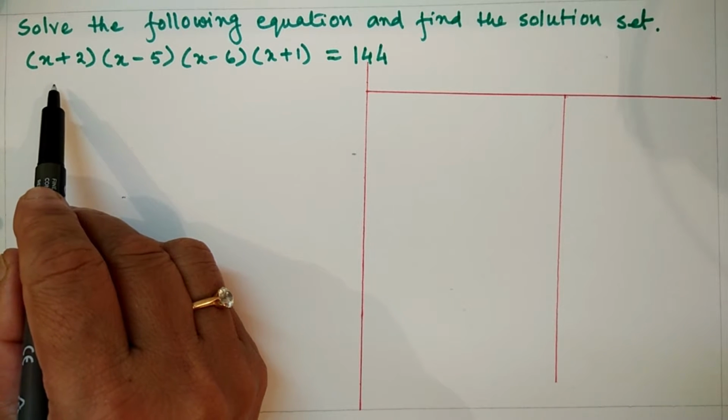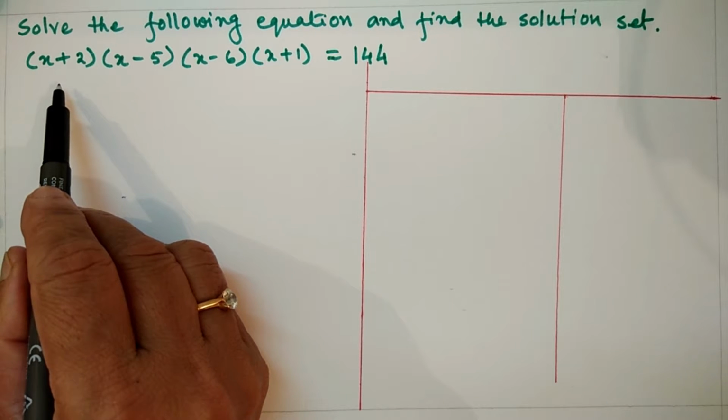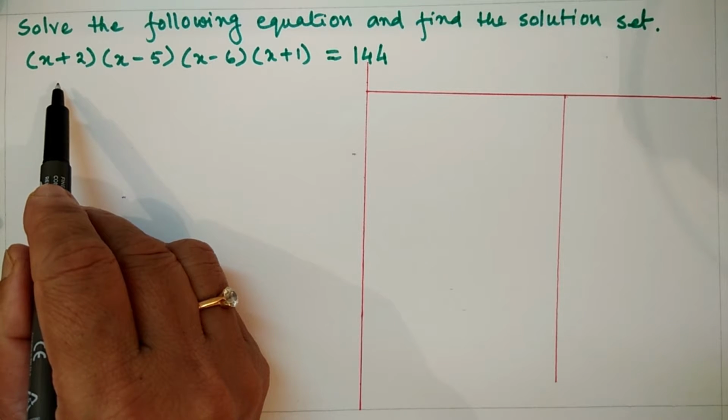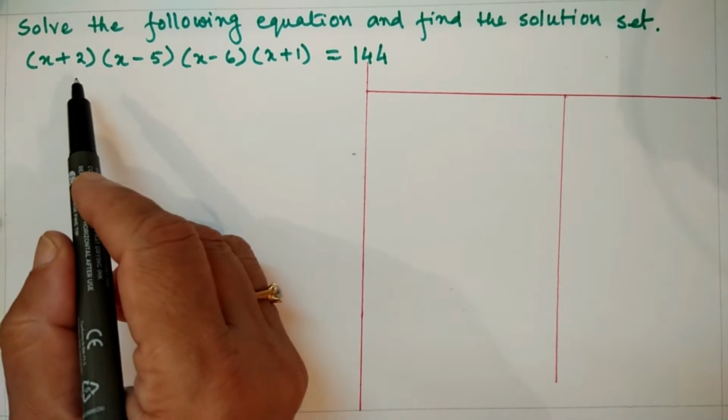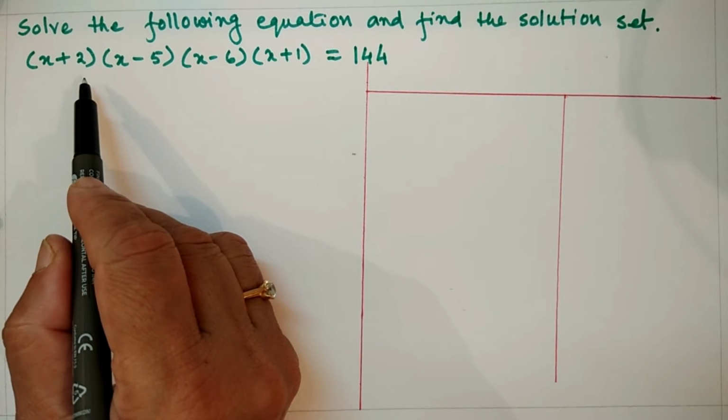Now here is an equation. It is a biquadratic equation and we have to solve it. So how will you solve? We will reduce it to a quadratic form and then we will solve.